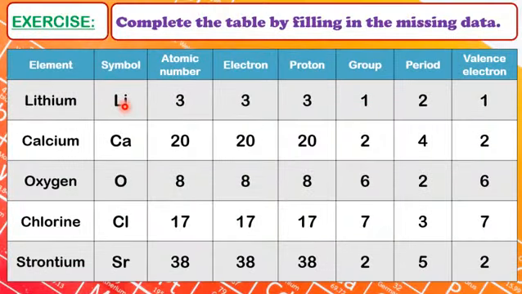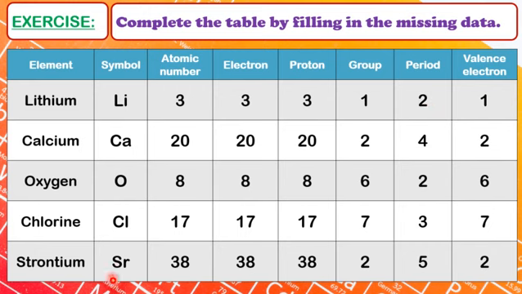So lithium, as I counted, it is the third element in the periodic table. Since it is the third element, the atomic number is 3, which means the electrons are 3, the protons are also 3. And lithium, as we checked a while ago, it belongs to group 1, meaning the valence electron of lithium is only 1. It belongs to row 2, that's why it is period number 2.